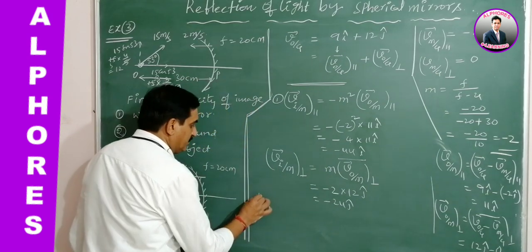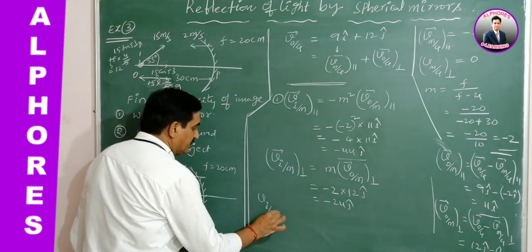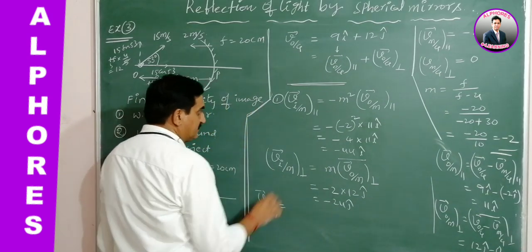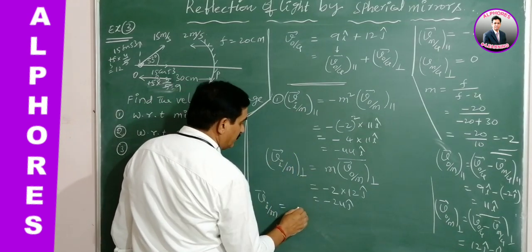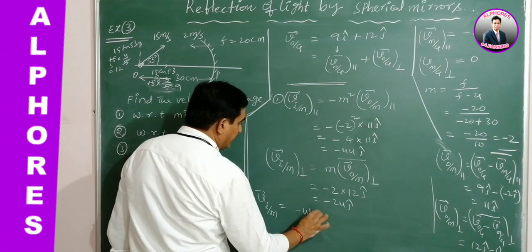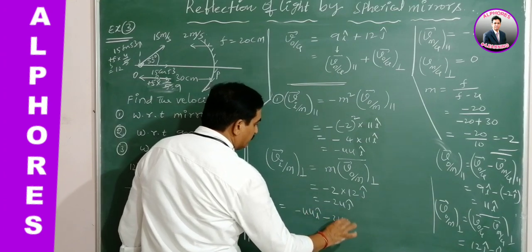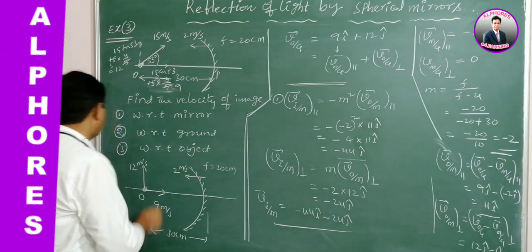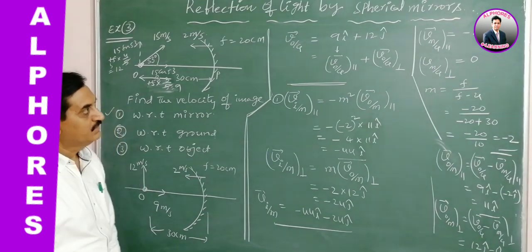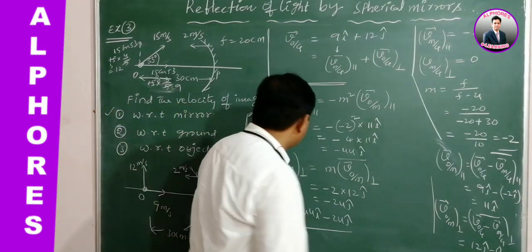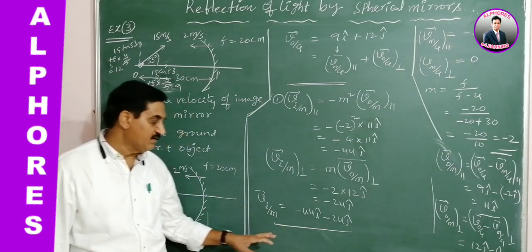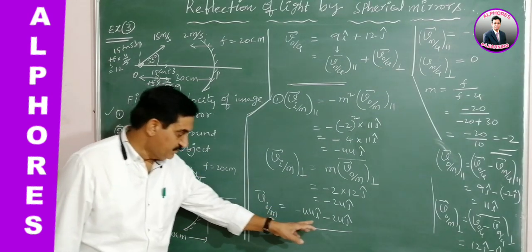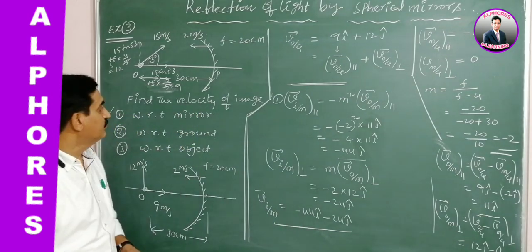So finally, the velocity of image with respect to mirror has two components, x component and y component, parallel and perpendicular. Minus 44i minus 24j. This is your answer. First question is over: velocity of image with respect to mirror is minus 44i minus 24j.